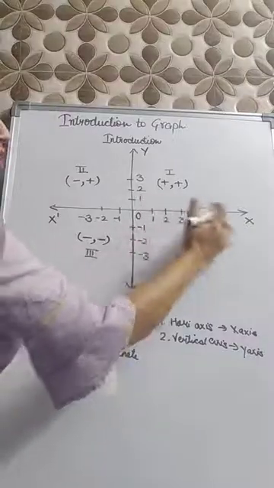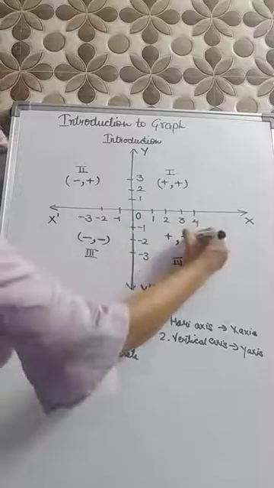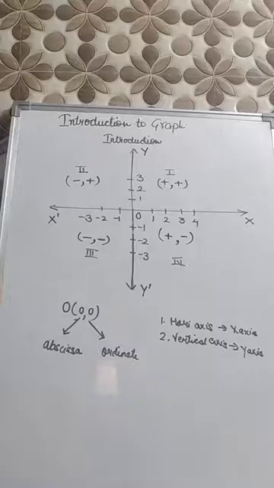In the fourth quadrant, you have x as positive number. So positive I have written. For y-axis, you have negative numbers. So this will form the sign plus minus.